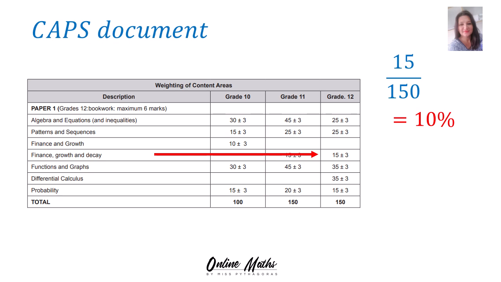Here you will find an extract from the CAPS document, and you can see that financial maths counts 15 out of the 150. In other words, 10% of your paper will be on financial maths. Now I want to advise you that financial maths is a combination of the grade 11 and 12 work. You cannot separate the two. You should see this one as one topic.